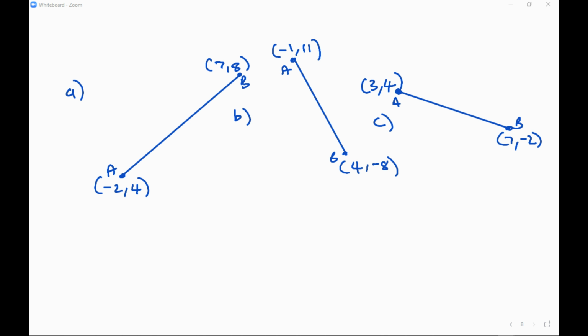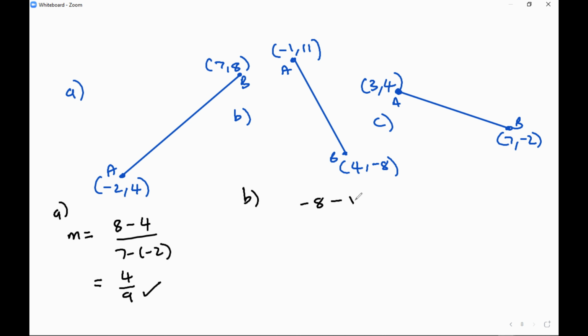Alrighty, well done. The answers are coming through. I'm going to give you the solutions over here now. I'm going to call it M. The gradient here is going to be 8 minus 4 over 7 minus minus 2. You could go the other way, 4 minus 8 over 2 minus minus 7. It should work out. This gets you to 4 over 9. All right, so that's your answer for A. Answer for B, you could go from the top down or bottom up. Let's say you go bottom up, minus 8 minus 11 divided by 4 minus minus 1. Gets you negative 19 over 5.